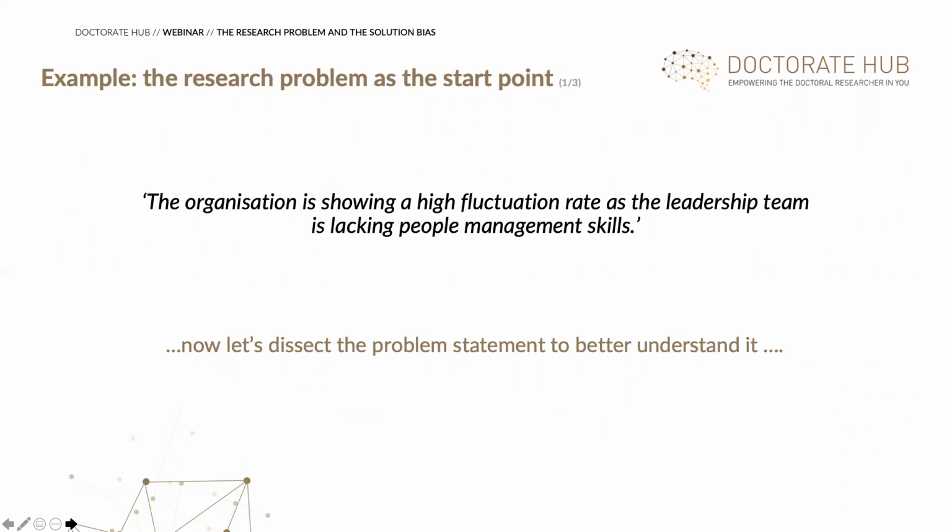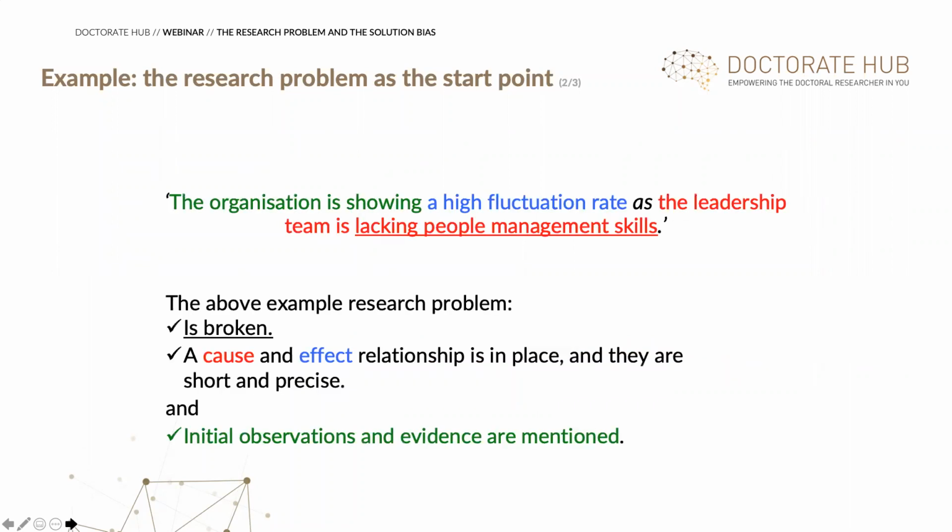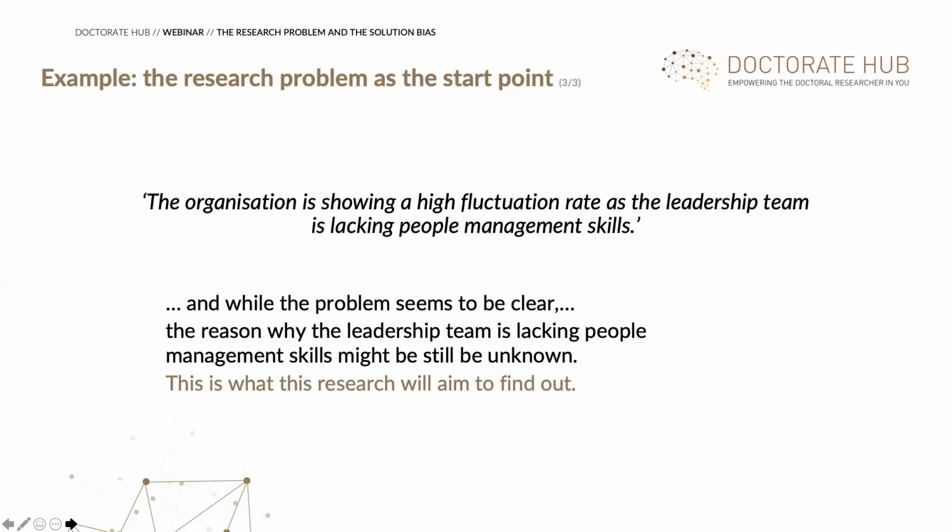The research problem as a start point. Let's take this example. The organization is showing a high fluctuation rate as the leadership team is lacking people management skill. Now, let's look into this further. This is showing a situation that is broken. One can observe a cause and effect relationship, and there's an initial observation and evidence. So in this case, you have a very good understanding of what the problem likely will be. And so this is a starting point.